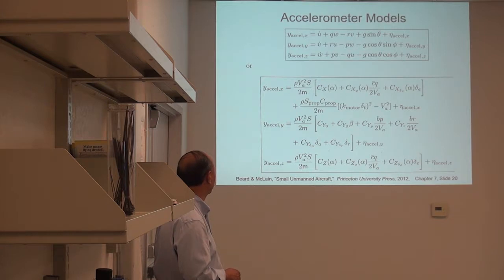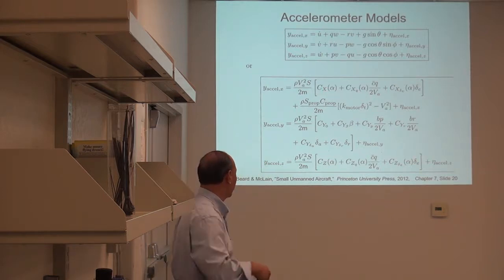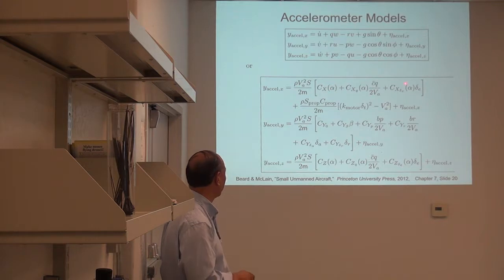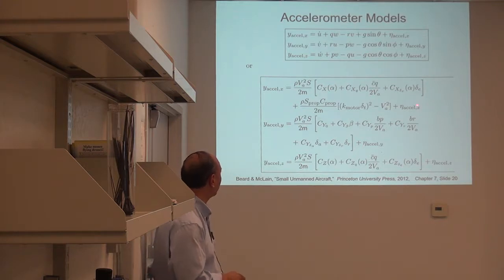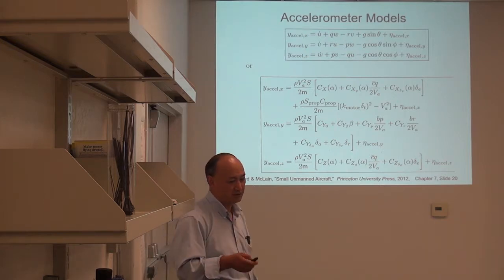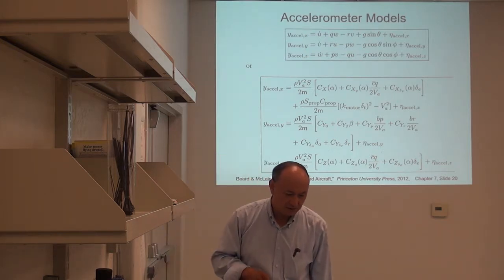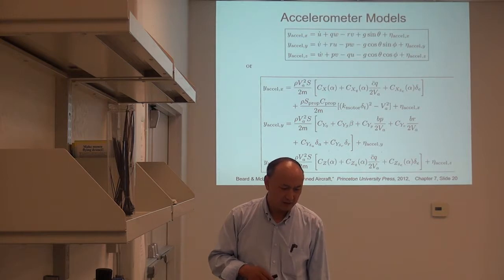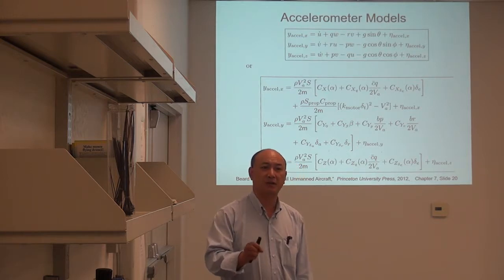In other words, we can see these acceleration components in the XYZ direction. If we compare to the flight dynamics in the previous slides, we'll be able to write it this way. And these are the noises, okay? These are the noises. Noise. Acceleration. So this is called the accelerometer model.